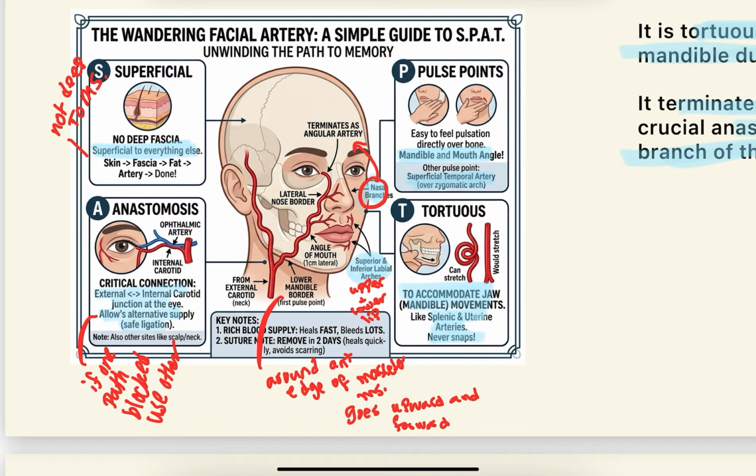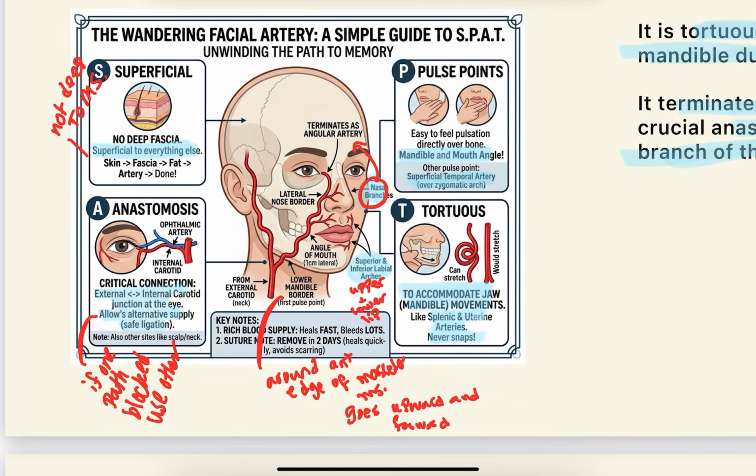So it will start from the external carotid artery. Which one? The facial artery. It will start and it will go and hook around the lower mandibular border. It's basically around the area anterior to the masseter, and then it will carry on upward and forward. So again, from the lower border of the mandible it goes to the angle of the mouth. It will be 1 centimeter lateral to the angle of the mouth, and then it will go up lateral to the nose and then terminate at the medial eye as the angular artery.